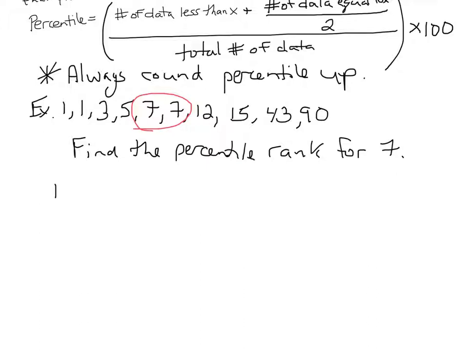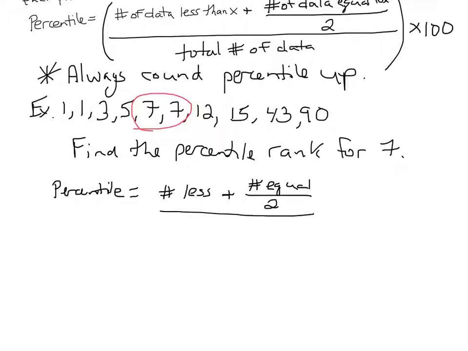So I shorten this up. I write percentile equals, and I write it just as this: number less plus number equal over 2, all over total number, all times 100. Just makes it a little bit more compact, a little easier to fit into one spot.